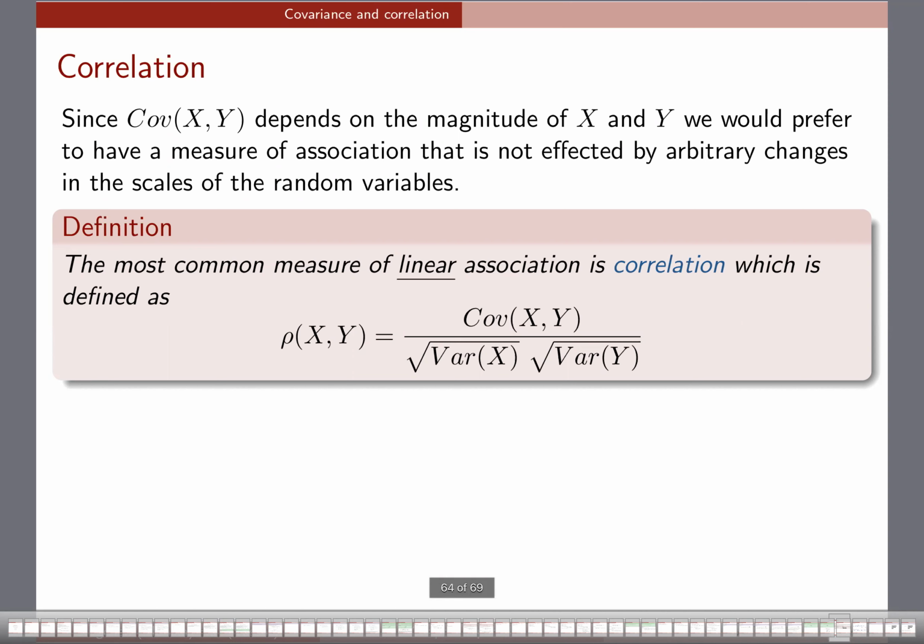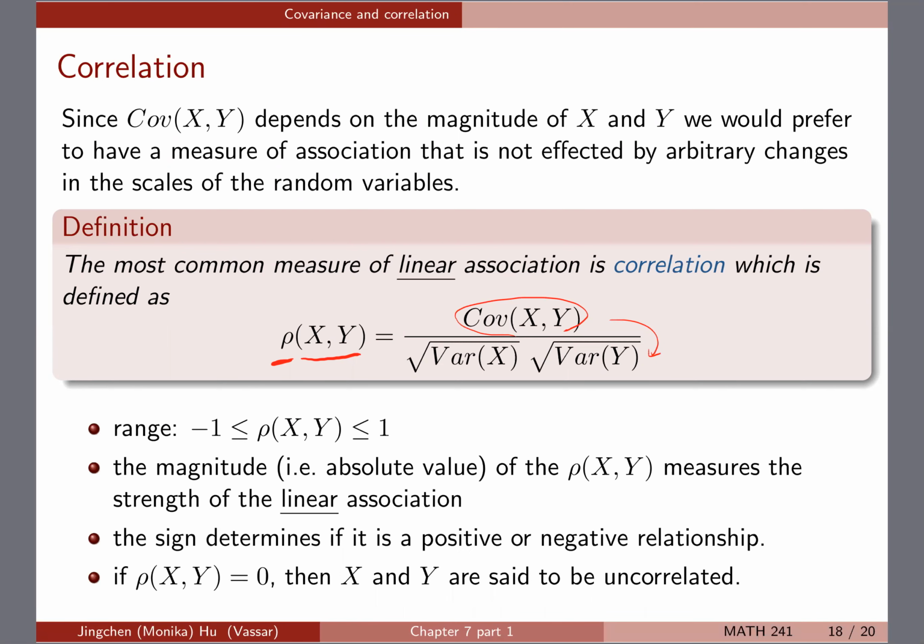And that's why people will go to something we call a correlation, which is a measure of linear association between two random variables. We use rho, with x and y, to denote the correlation, and it's defined to be the covariance divided by the product of the square root of the variance of x times the variance of y.